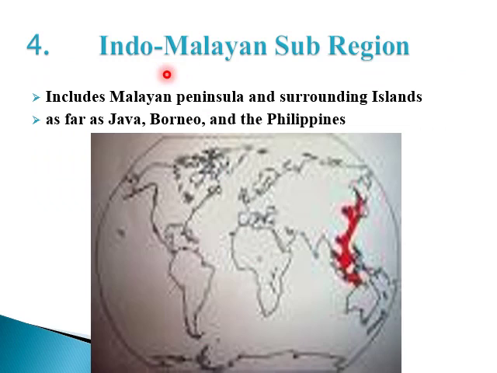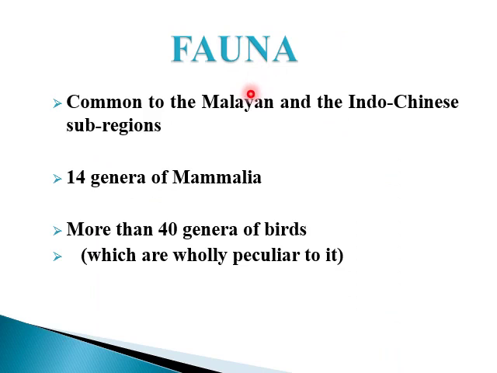Now we are going towards the fourth and last subregion, that is the Indo-Malayan subregion. The Indo-Malayan subregion basically includes the Malayan Peninsula and surrounding islands as far as Java, Borneo, and the Philippines. Here is the map of the Indo-Malayan subregion. If we talk about the fauna of that region, there are animals common to the Malayan and Indo-Chinese subregions. There are about 14 genera of mammals and 40 genera of birds present in this area, and the animals present here are wholly peculiar to this area.